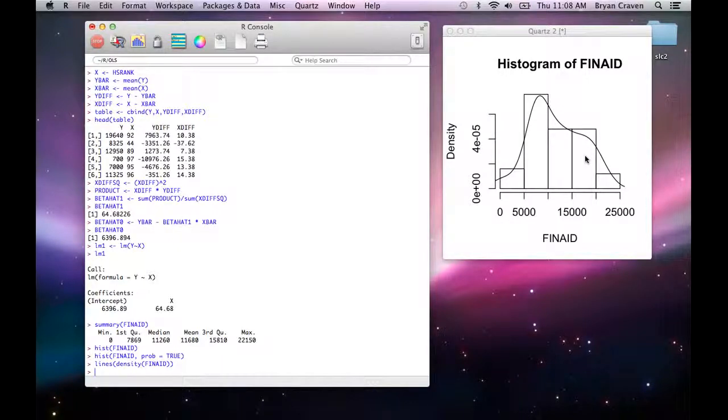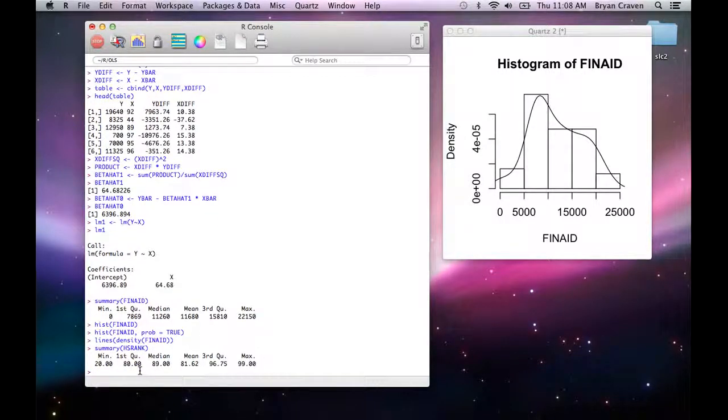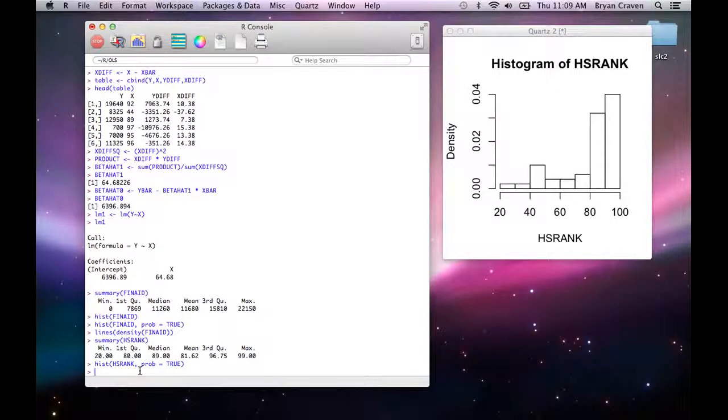So now we can do the same analysis with our independent variable HS rank. We're going to say summary of HS rank, and looking at the data again there, it looks like it is a little skewed toward the right, so we've got a little more data on people with higher high school rank GPAs. And we can go ahead and put the histogram with the probability density function on there as well. So we're going to say hist of HS rank probability equals true, and then lines density HS rank.